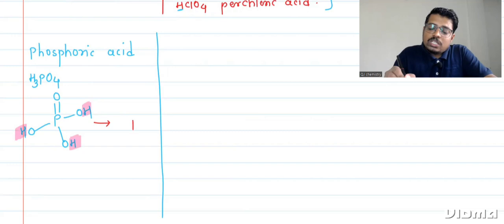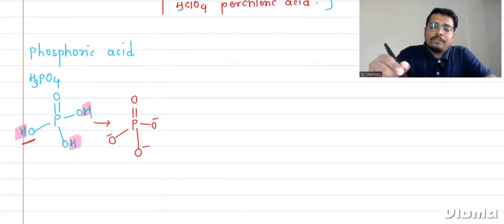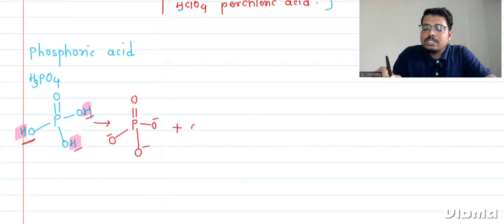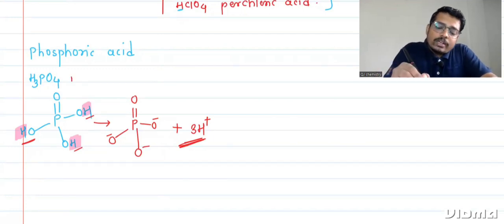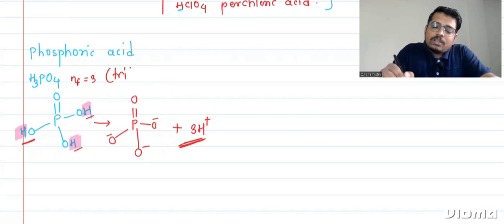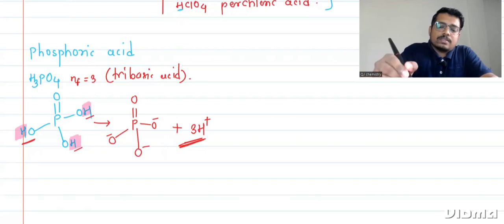Due to the presence of 3 replaceable H plus ions, this molecule on dissociation gives the phosphate ion. The oxygen-hydrogen bond cleavage takes place, so we'll get a phosphate ion. Along with the phosphate ion, 3 H plus ions are formed. So due to the formation of these 3 H plus, the N factor of phosphoric acid is 3. It is known as a tribasic acid.